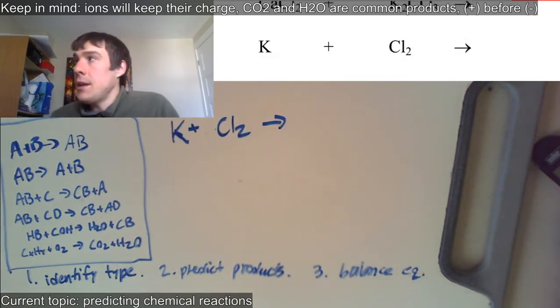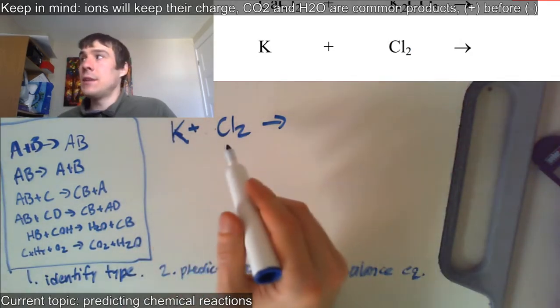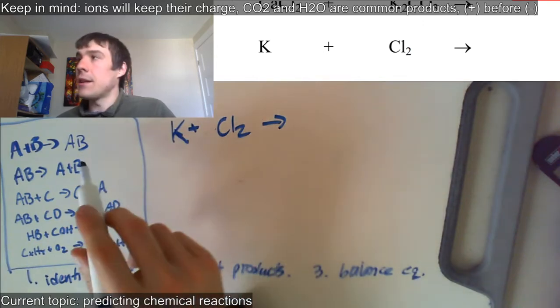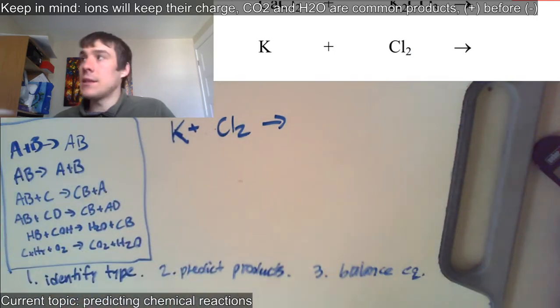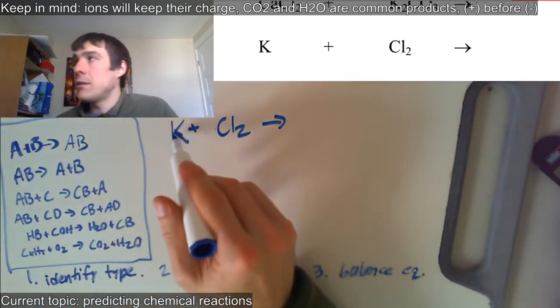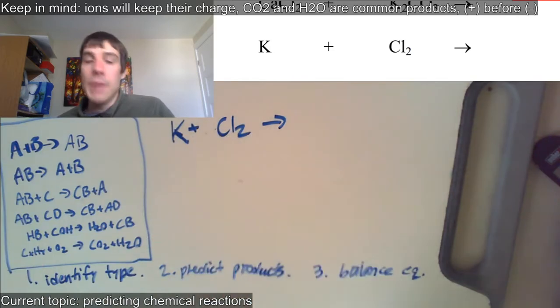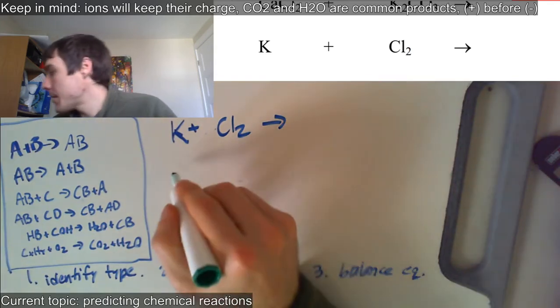Here's our next one, K plus Cl2. So we just have a single element here. No way to split that into 2. So we have a single thing and a single thing. The only thing that matches is synthesis. So this is going to synthesize, and this is a metal, and this is a non-metal. So it's going to become an ionic compound. If it's going to become an ionic compound, we have to figure out what ions it's going to make.